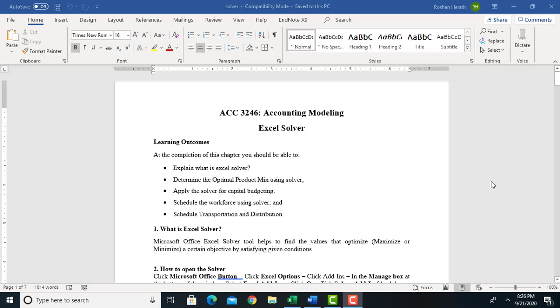Welcome to Accounting Modeling. Today we are going to discuss an important capability available in your spreadsheet package. We call it Excel Solver.